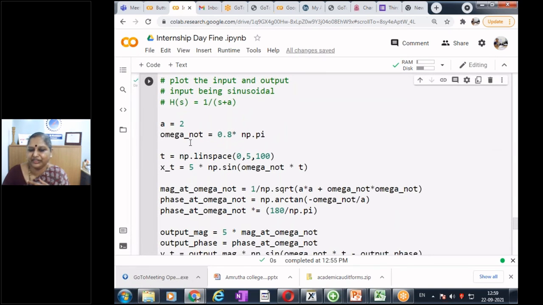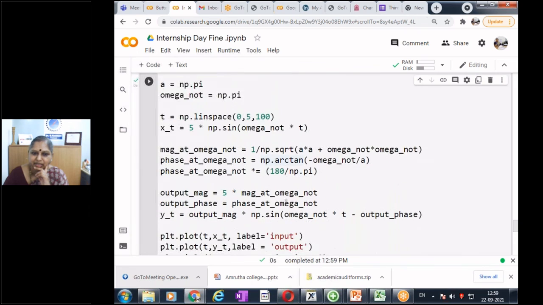Now let me change my A as 0.8 times A, which can be any number, np.pi. Let me run it. I'm giving my A also as pi, so my 3 dB cutoff is also pi. I'm giving my input also with omega naught equal to pi. Let me run it and see what happens.